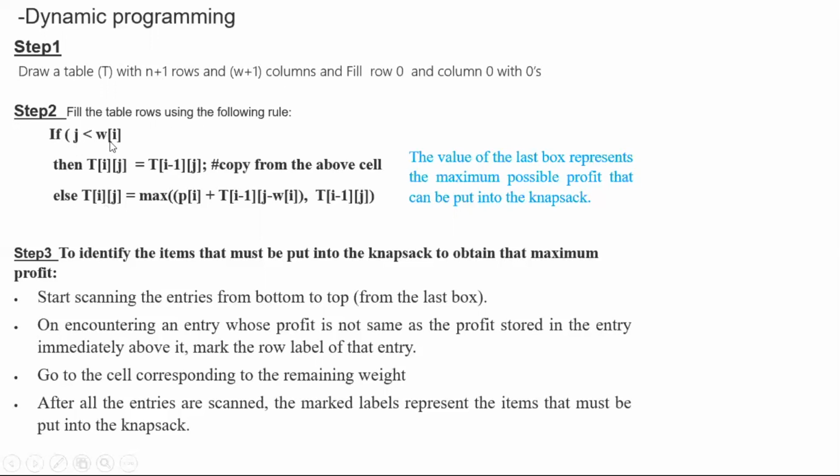If j is less than wi, then we just copy the above cell to the current cell. Otherwise, we have to choose the maximum of the above cell value, or the profit made by item i plus the profit from the remaining weight. After filling all the items in the table, the maximum value will be on the last entry in the table.